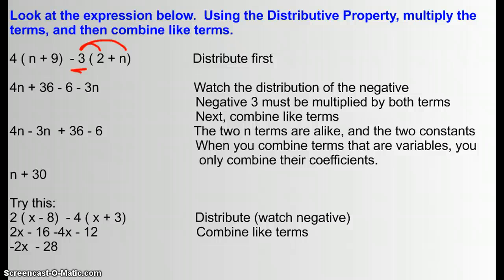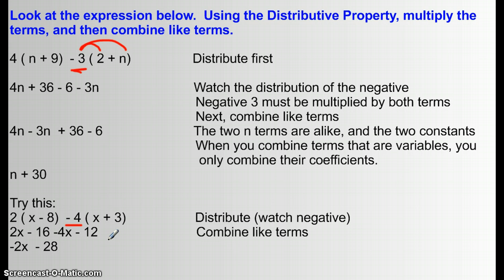We have 2 times the quantity, x minus 8, minus 4 times the quantity, x plus 3. You have to distribute those numbers. So we're going to multiply 2 times the quantity, and then we're going to multiply minus 4 times the quantity. So you get 2x minus 16. Again, watch the negative here. We have a minus 4 times x, that's minus 4x. And we have minus 4 times positive 3, that's minus 12.